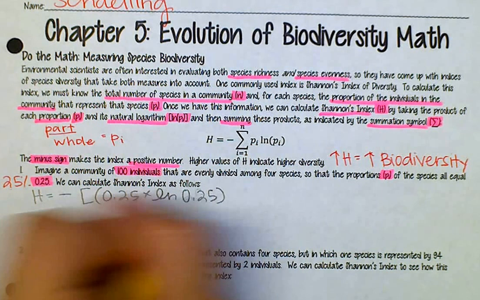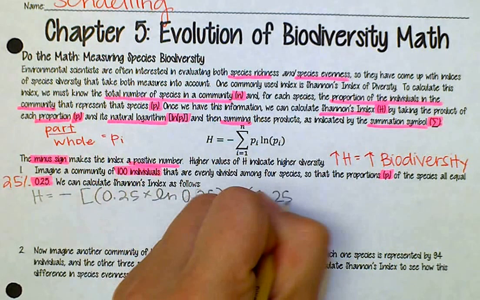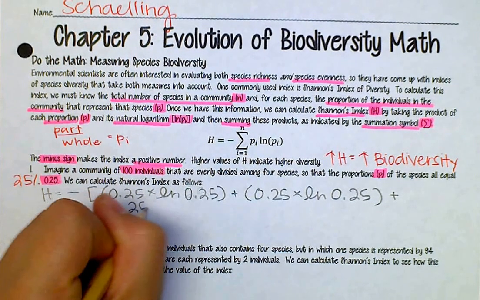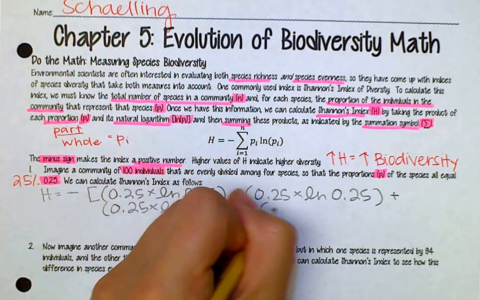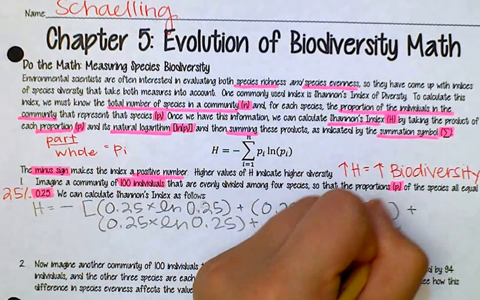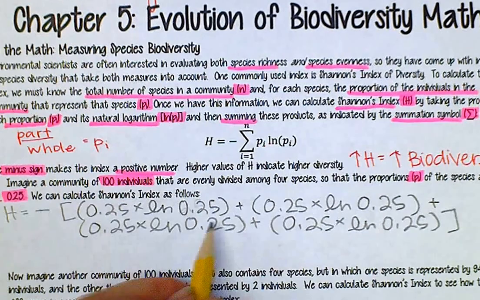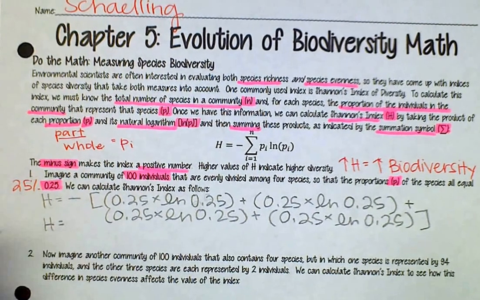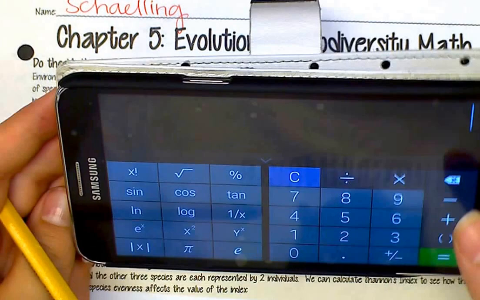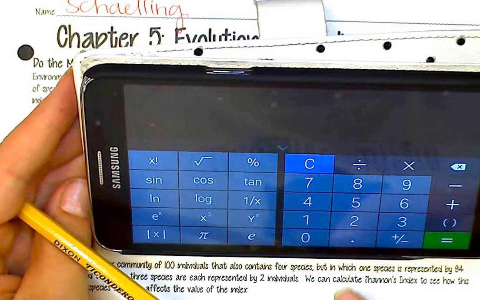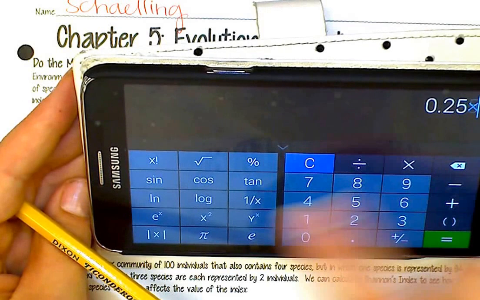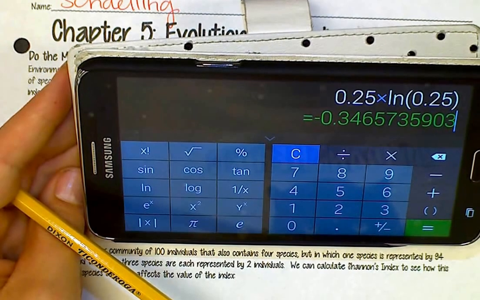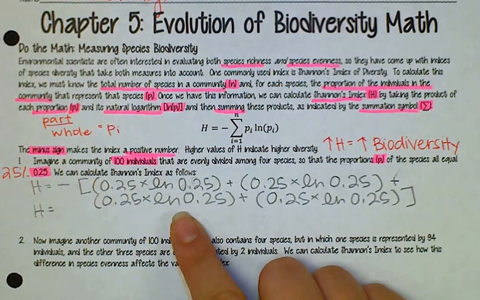Okay, so here's one species, two species, three species, 4 species. Okay, so 1, 2, 3, 4. We total them all up, and then we take the minus sign. So let's take it step by step. If I put this into my calculator, I'm just going to calculate one of them. So I'm going to have 0.25 times the natural log of 0.25 equals negative 0.35. Okay, so I know that in each of these parentheses I have negative 0.35.